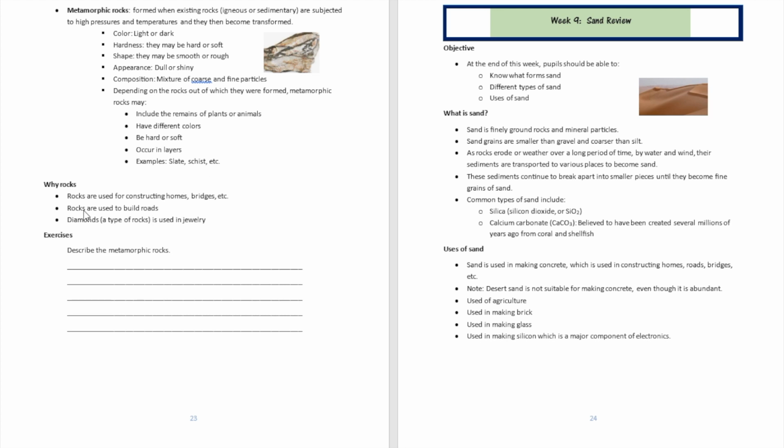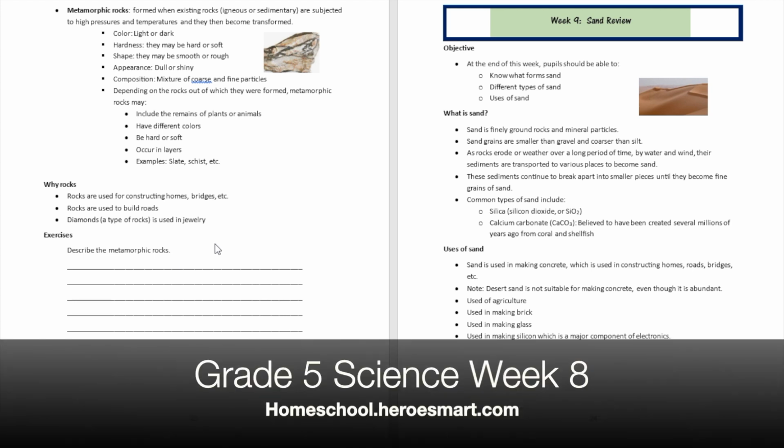So why do we have rocks? Well, rocks are used for constructing homes and bridges. We use rocks a lot in big constructions in the 21st century. Rocks are also used in building roads. And did you know that diamonds are a type of rock, and they are used in jewelry? Please try to remember these points as well.